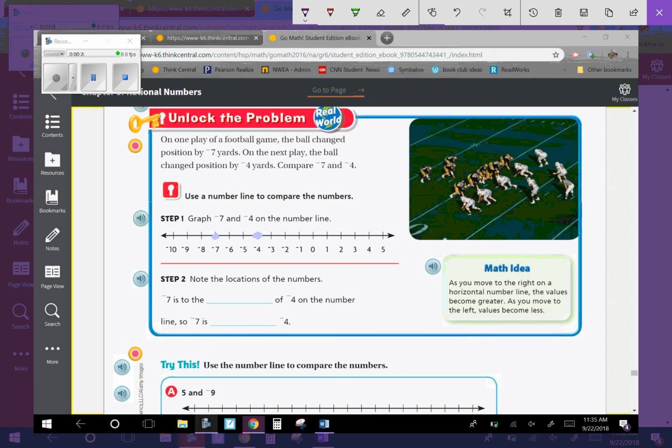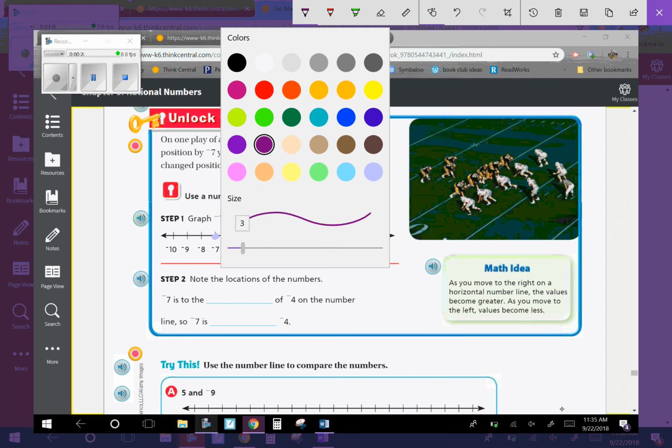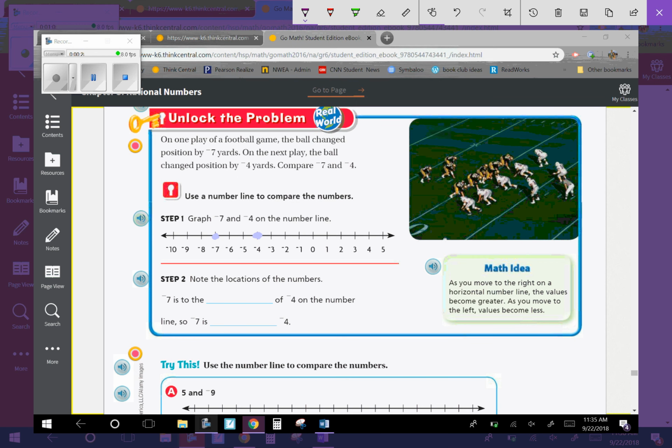So it says on here to note the locations on the number line. Negative 7 is to the left of negative 4 on the number line. So negative 7 is less than negative 4. The farther to the left, the least value the number has.